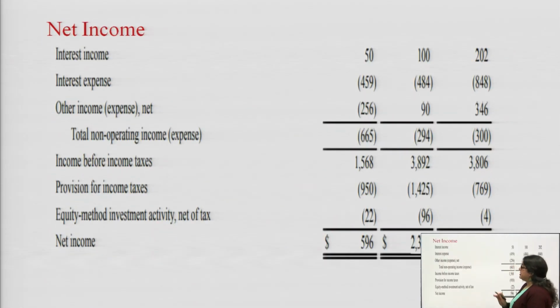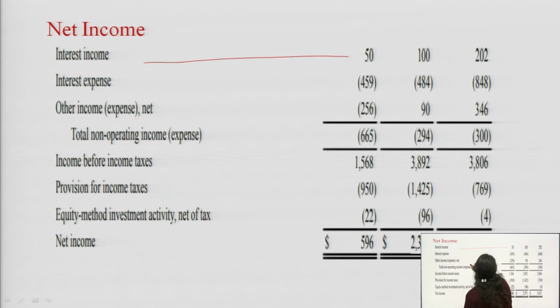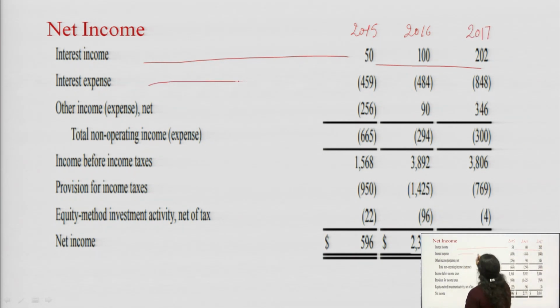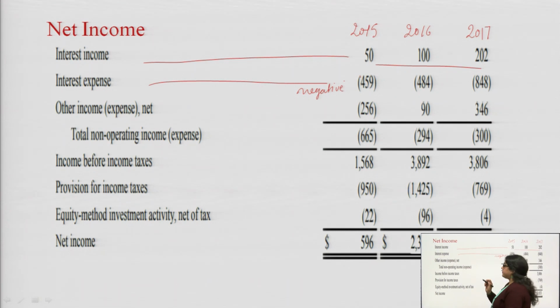Moving further, now to net income. How are we calculating net income? We have taken the interest income, which is increasing in rate. This is for 2015, this is for 2016 and this one is for 2017. This is the interest expense. In the bracket we show the negative value. Rather than marking it negative, we keep it in the bracket.